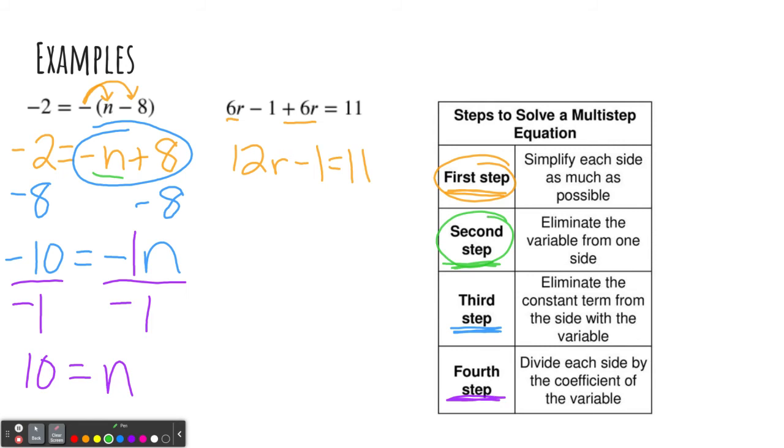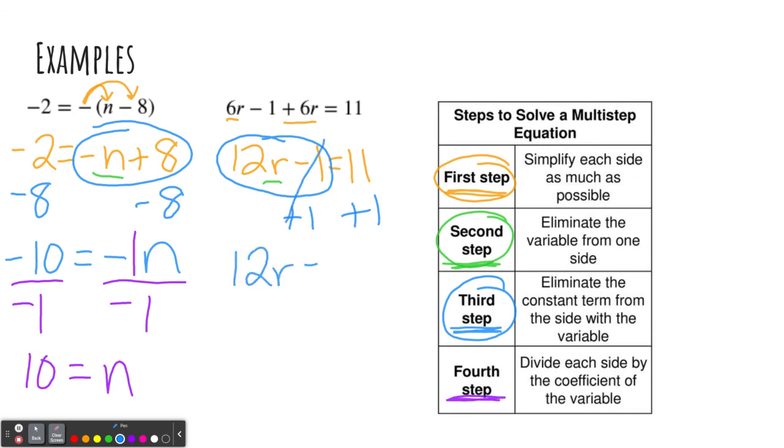Our second step is to eliminate the variable from one side. Our variable is r. It's only on the left side, so we don't need to worry about this step. Third step is to eliminate the constant term from the side with the variable. So we're looking at the left side, and it wants us to get rid of that -1. To get rid of a -1, we are going to add 1 to both sides. That will leave us 12r equals 12.